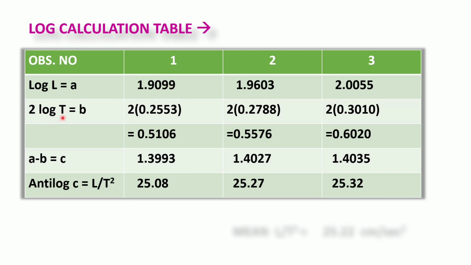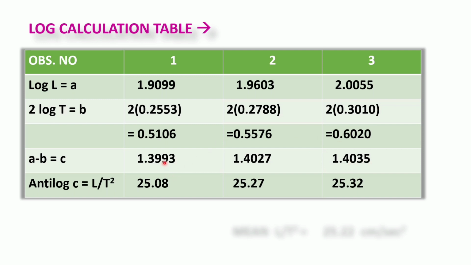Now to find 2 log T, that is, to find log T first. The characteristic is 0 for all the 3 time periods, as there is 1 digit before the decimal point. And then we will multiply by 2 and we will get this value. So this is nothing but the 2 log T value, which is B. Now to subtract B from A, we will subtract this value from this row. That is 1.3993 for the first reading, 1.4027 for the second reading, and 1.4035 for the third reading.